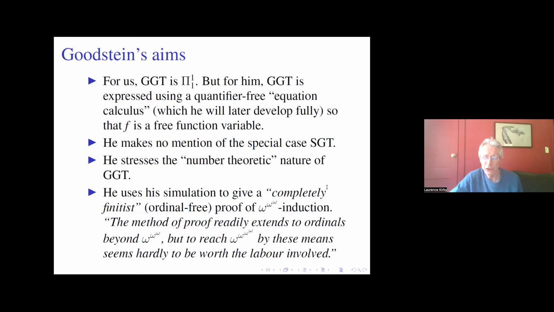And this last point on the slide here is what he considers most important, because in a letter to Bernays trailing this paper, this is the result he singles out. He's giving his trick to get what he calls a completely finitist proof of induction up to a tower of 3 omegas. In fact, this takes up a good half of his paper. And he says the method of proof readily extends to ordinals beyond 3 omegas, but to reach 4 omegas by these means seems hardly to be worth the labor involved.